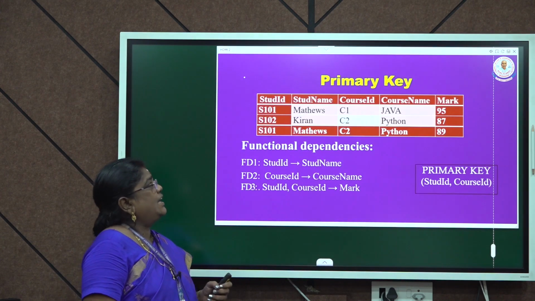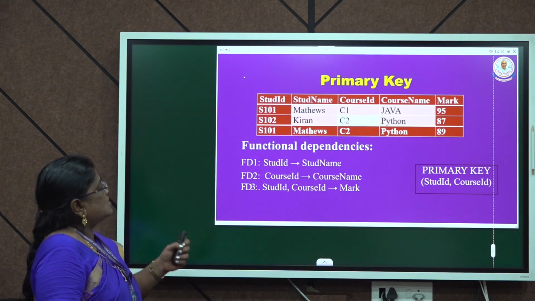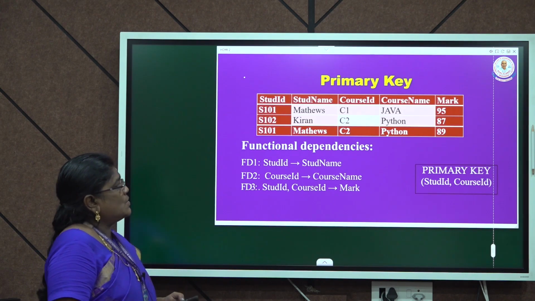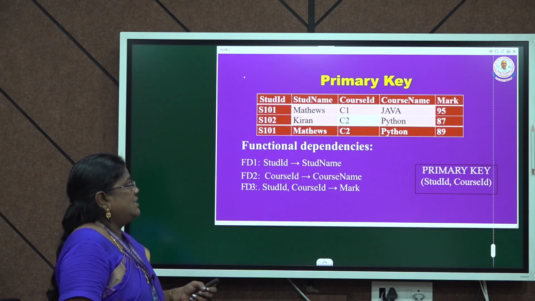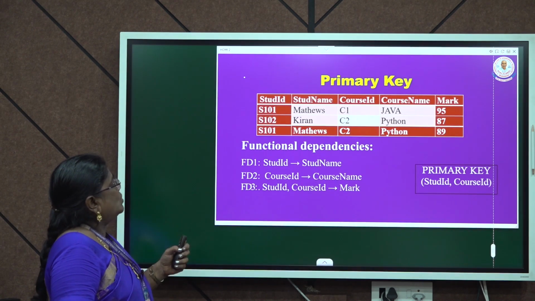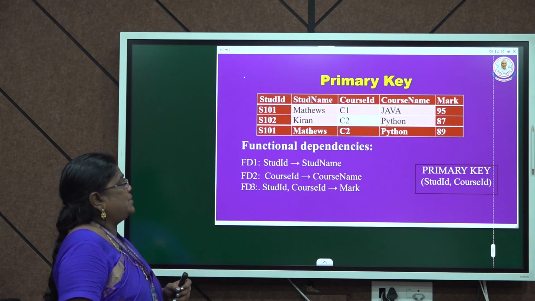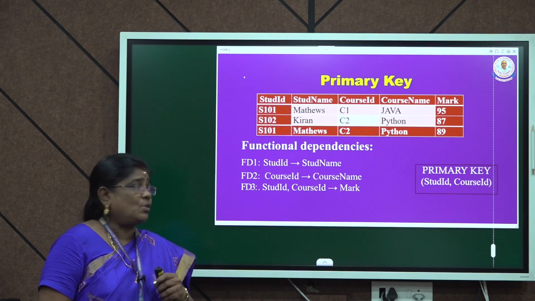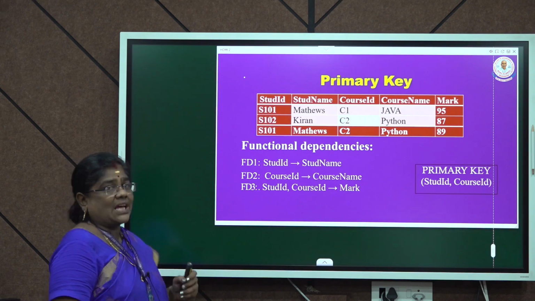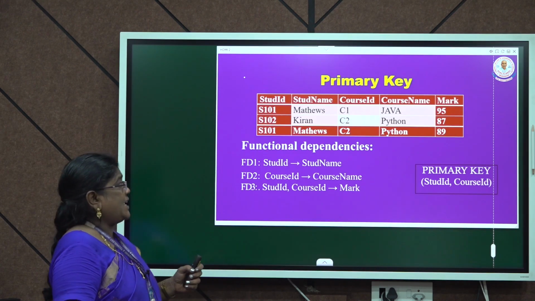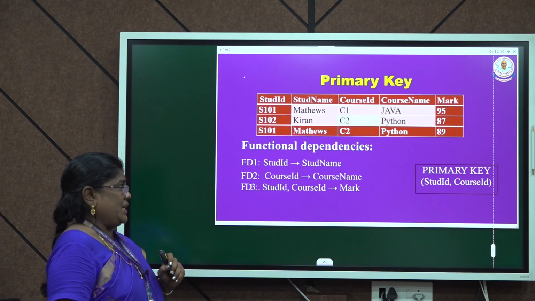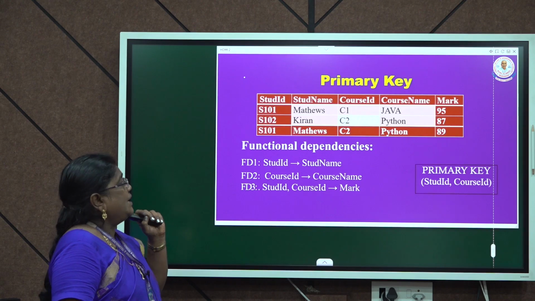Now we can take a sample table. Student details: student ID, student name, course ID, course name and mark. There are 3 records in this table. S101, the name of the student is Matthews and he has taken 2 courses, C1 and C2. And S102 is another student, Kiran. He has taken only 1 course, Python. And these are the marks scored by the students, Matthews and Kiran.